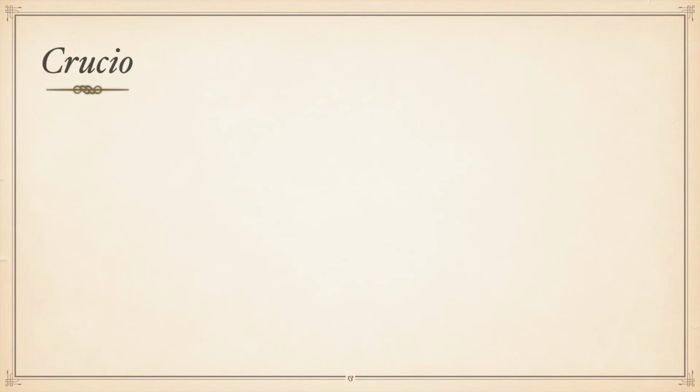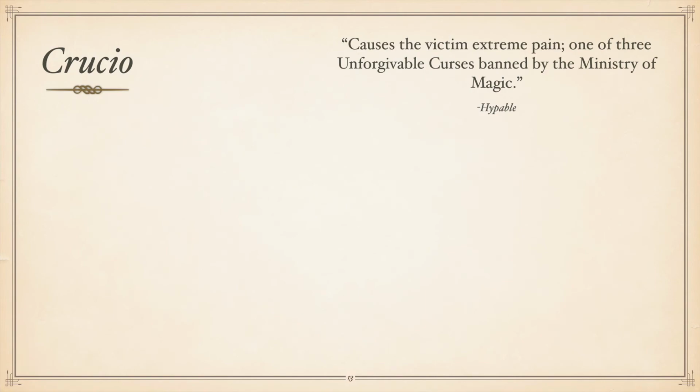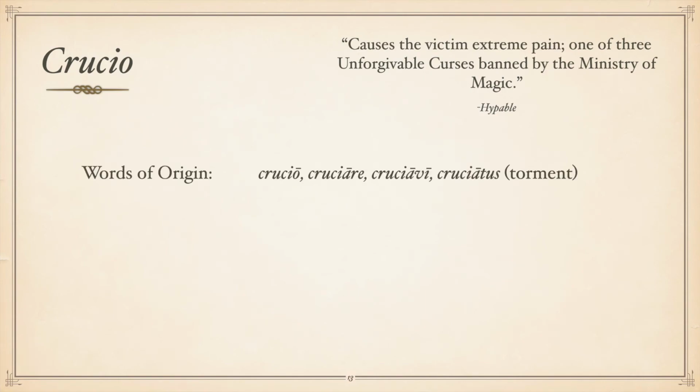Crucio is the first of the three unforgivable curses, also known as the Cruciatus curse. It comes from the Latin verb crucio, cruciare, cruciavi, cruciatus, which I didn't realize, that the Cruciatus curse name came from the fourth principal part of the verb. I found that, I was like, oh yeah, I guess that makes sense, but I just didn't realize that they had that literal of a connection between Crucio and Cruciatus. They're just two parts of the same verb, and it means I torment.